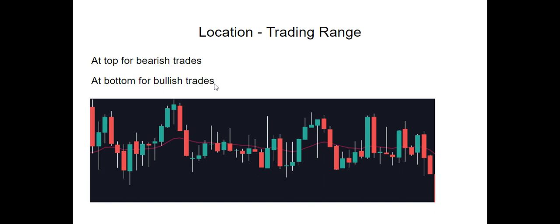At the bottom, look for bullish trades in a trading range. Look, this is the bottom. Here, if you go long, you get an opportunity to trade until the top. Here, if you short, you get an opportunity to trade until the bottom. So at the bottom you look for bullish trades, and at the top you look for bearish trades in the case of a trading range. This is the location: either at the top or at the bottom of the trading range.